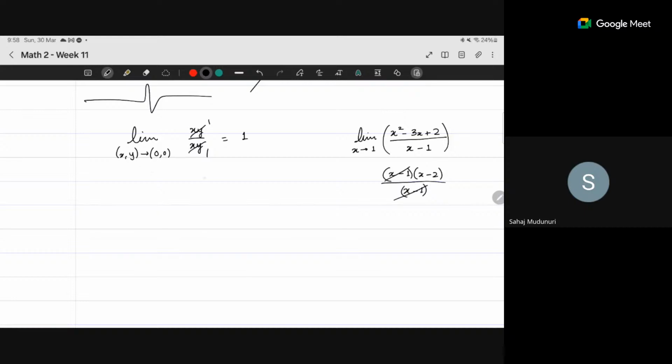When you're going in a neighborhood of 0, 0, at 0, 0 you don't know what's happening. But at every point other than 0, 0 in the neighborhood, the value is 1. So the limiting value is 1. Makes sense. Yes, sir. So the limit exists. Here these points will be problematic, like if x is equal to 0 and y is equal to 0.